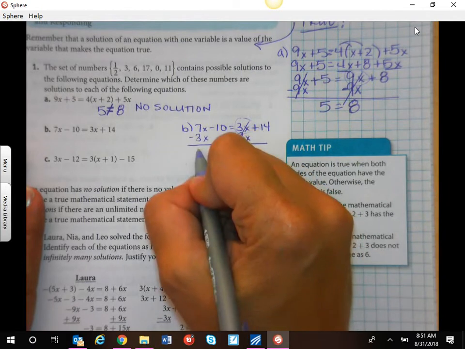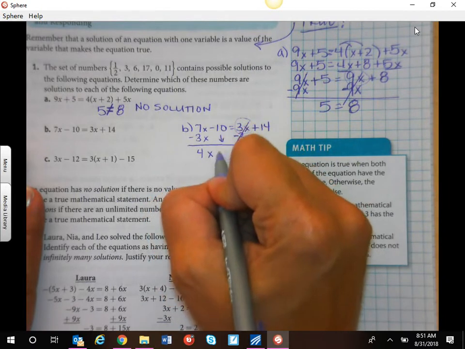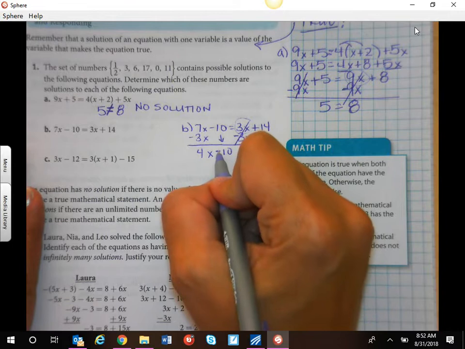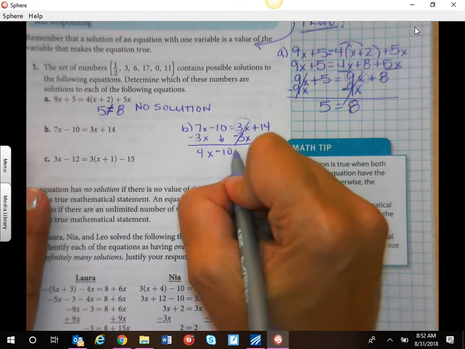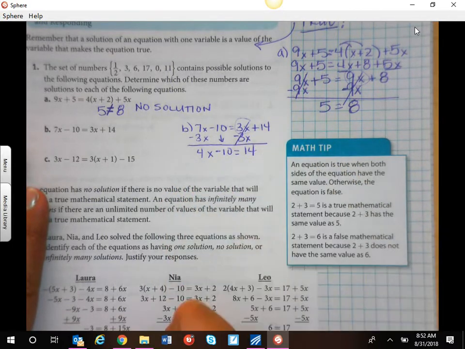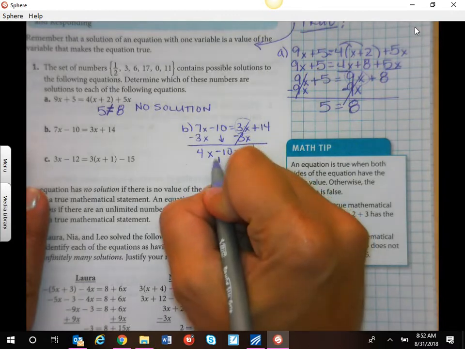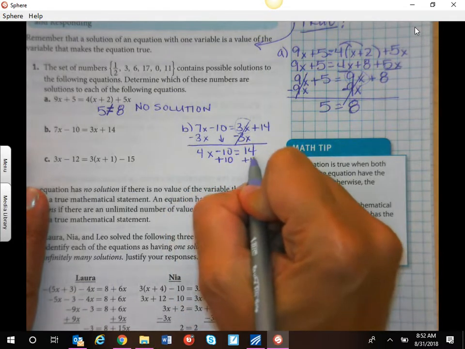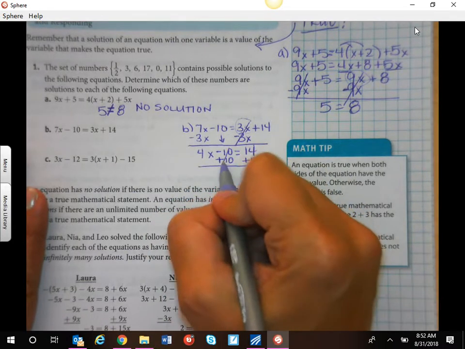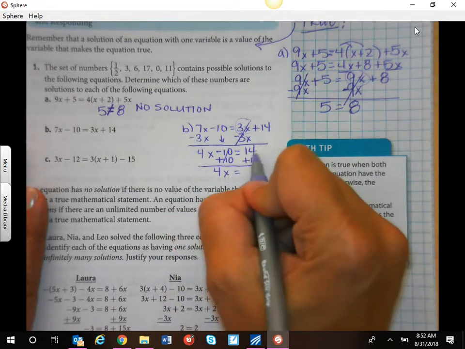7x minus 3x is 4x. I'm going to bring down my minus 10. Make sure you're bringing down the sign in front of the number, is equal to 14. So now I can do step 4, which was the inverse of add or subtract. I'm subtracting, so the inverse, or the opposite, is plus or positive. 4x equals, be careful here.